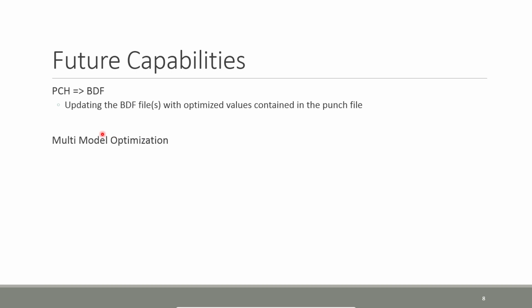The next thing that's on the plan rather is multi-model optimization. Given the web app's support for the case control section, the bulk data entries, the auto execute program for Nastran, the web app is at a point where we can grow and start supporting multi-model optimization. That is the end of the demonstration. As always, if you have any questions, feel free to reach me.